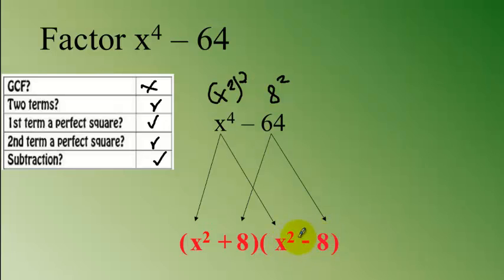Now let's check if we can use DOS to further factor x squared minus 8. Is the first term perfect? Yes. Is the second term a perfect square? No, 8 is not a perfect square. Therefore, there's no way for us to further factor x squared minus 8. So, we are confident to say that this will be the final answer.